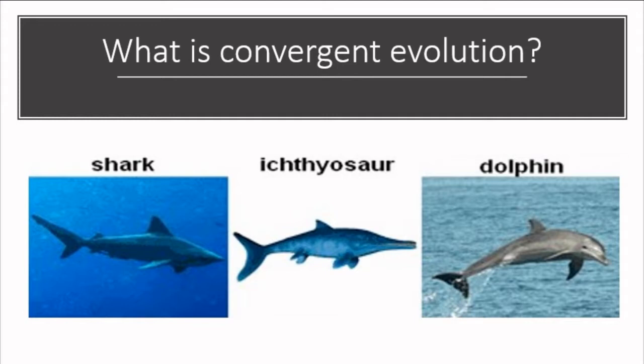If we look at the shark, ichthyosaur and dolphin as examples, despite one being a fish, one being a reptile and one being a mammal respectively, they all have evolved similar morphologies for high-speed ocean swimming and agile fish hunting, such as dorsal and pectoral fins and long powerful tails with triangular-shaped fins.